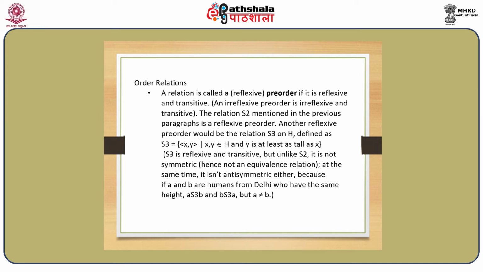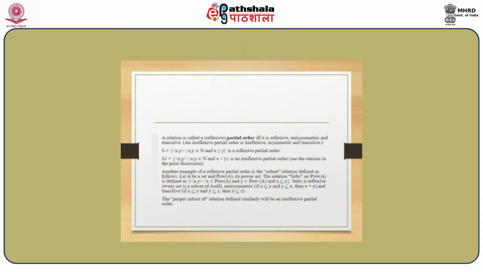S3 is reflexive and transitive, but unlike S2, it is not symmetric, hence not an equivalence relation. At the same time, it isn't antisymmetric either, because if A and B are humans from Delhi who have the same height, then A S3 B and B S3 A, but A is not equal to B. A relation R is called a reflexive partial order if and only if it's reflexive, antisymmetric, and transitive. An irreflexive partial order is irreflexive, asymmetric, and transitive.